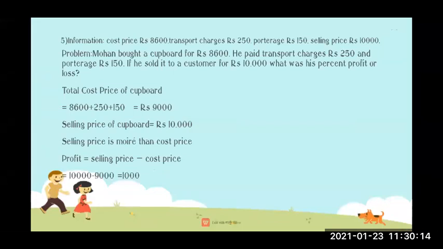Now sum number 5. Now some information is given. Cost price is rupees 8,600. Transport charge rupees 250. Portage rupees 150. Selling price is rupees 10,000. So here we have to frame a question. In that question, transportation charge and portage charge also we have to add.